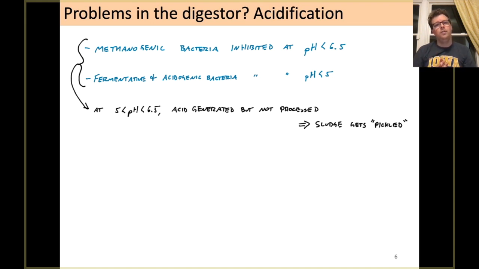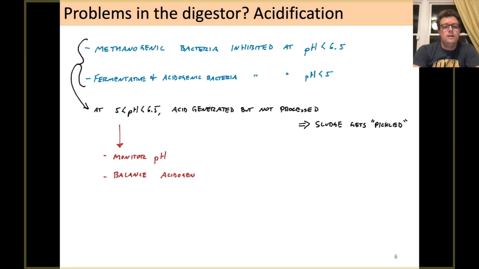And so this is what's called pickling of your sludge, basically that you create an environment where those methanogens aren't able to live. If they're not able to thrive, you don't finish that removal process and generate the methane and the CO2. And so not only have you pickled the tank, but your sludge is not getting the treatment that you want. You're not removing any of that mass.